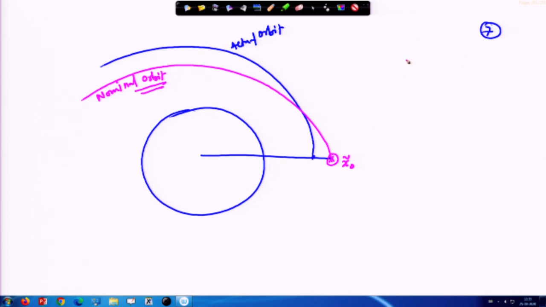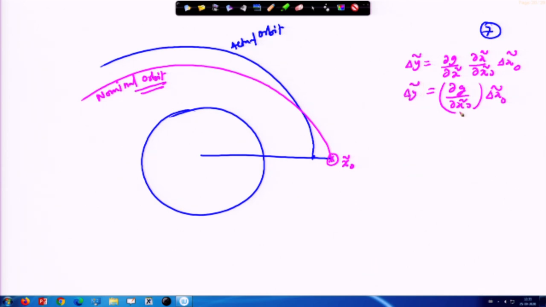So, in calculating this matrix, delta y tilde equals dou g by dou x tilde times dou x tilde by dou x tilde 0 times delta x tilde 0, once we are writing like this. Instead of expanding like this, we simply write it as H times delta x tilde 0. And we are interested in finding this matrix, which we have written as H.